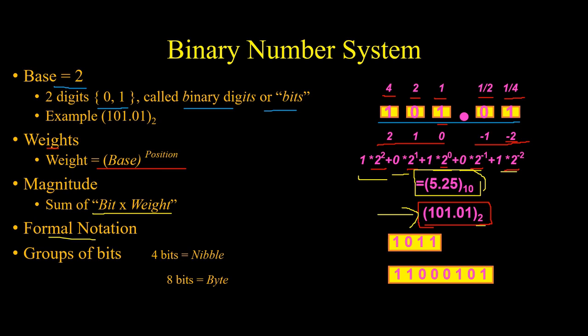Now a few terms related to the group of bits. If we have a group of 4 bits, this group is known as a nibble, whereas if we have a group of 8 bits, this group is known as a byte. If you look at the example 1011, which is a group of 4 bits, this will be a nibble, and in the next term we have a group of 8 bits, this will be known as a byte.